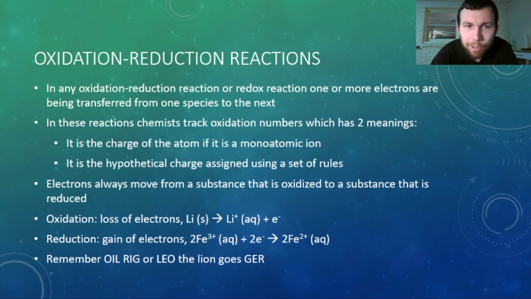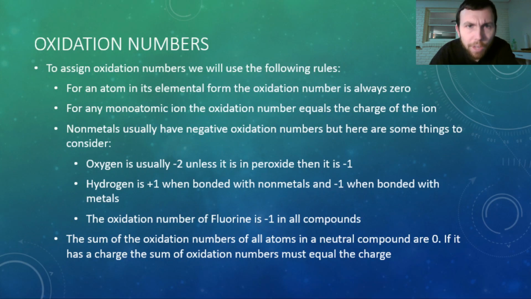So let's now take a look at these oxidation numbers and what are these sets of rules that chemists use to be able to assign oxidation numbers. Okay, so here are those rules. So the first thing that we want to look at is that if it's an atom and it's in its elemental form, so if you're taking the elemental form of it, a pure substance, like sodium.